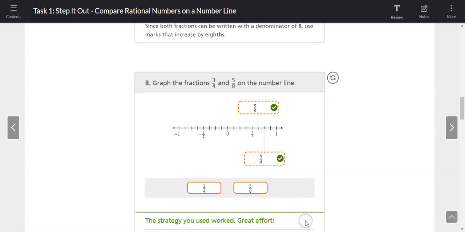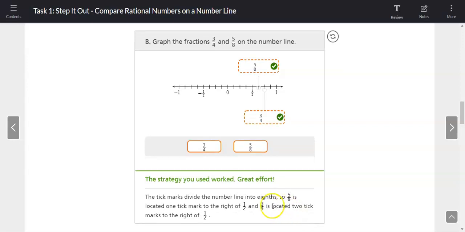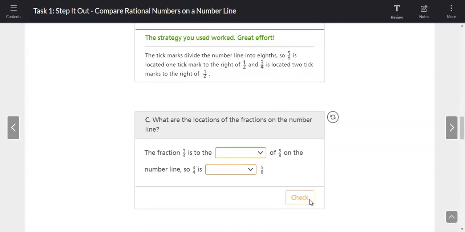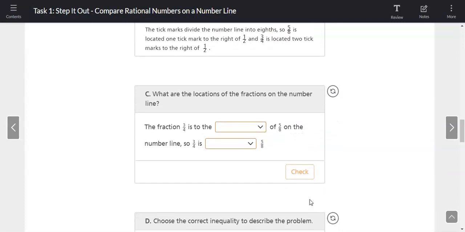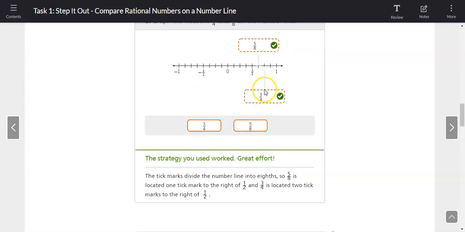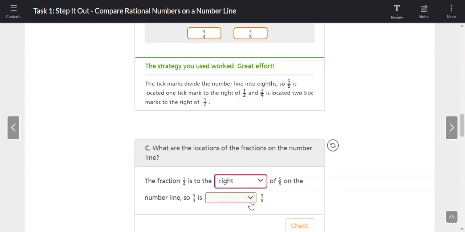So let's check it. Okay, the tick marks divide the number lines into 8s. So 5/8 is located 1 tick mark to the right of a half. And 3/4 is located 2 tick marks to the right of 1/2. Because when we multiply 3/4 to get the denominator to 8, we multiplied by 2, making it 6/8. What are the locations of the fractions on the number line? The fraction 3/4 is to the blank of 5/8. So if we look up here, 3/4 is to the right of 5/8 on the number line. So 3/4 is greater than 5/8.